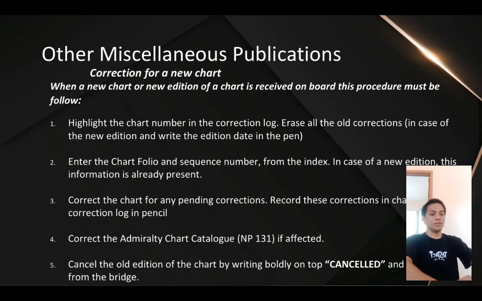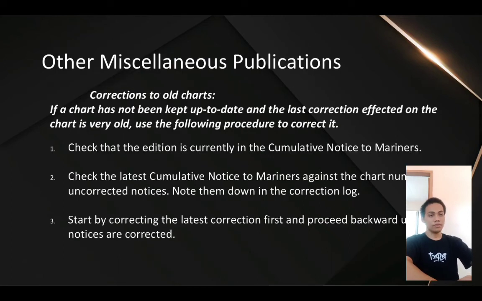Correct the chart for any pending corrections. Record these corrections in the chart correction log in pencil, and correct the Admiralty Chart Catalogue NP131 if affected. Cancel the old edition of the chart by writing boldly on top the word cancelled and remove it from the folio. And for the old charts, here are the steps.